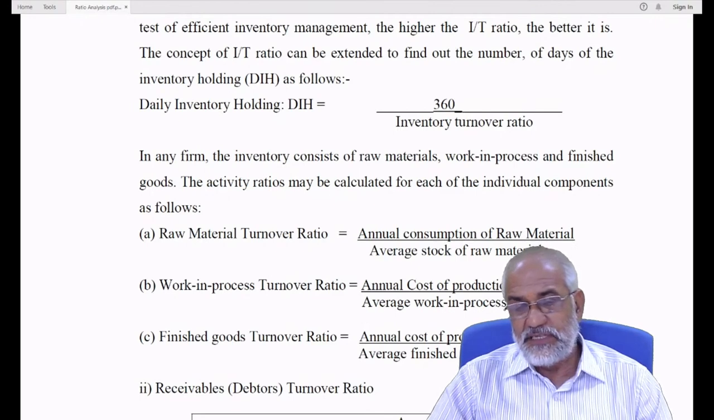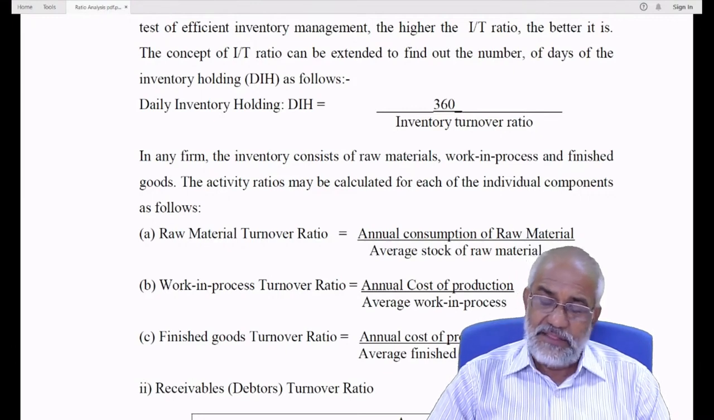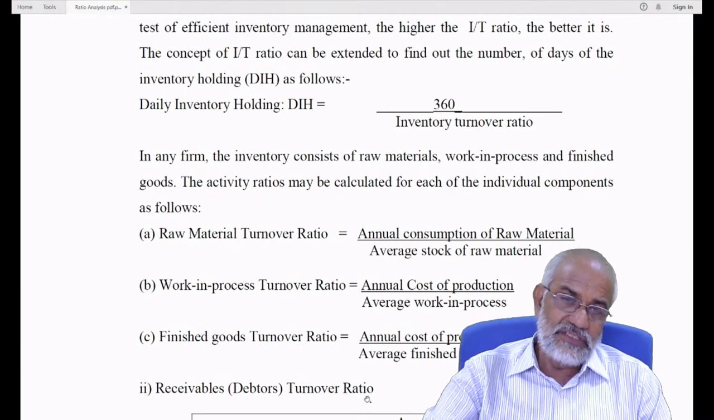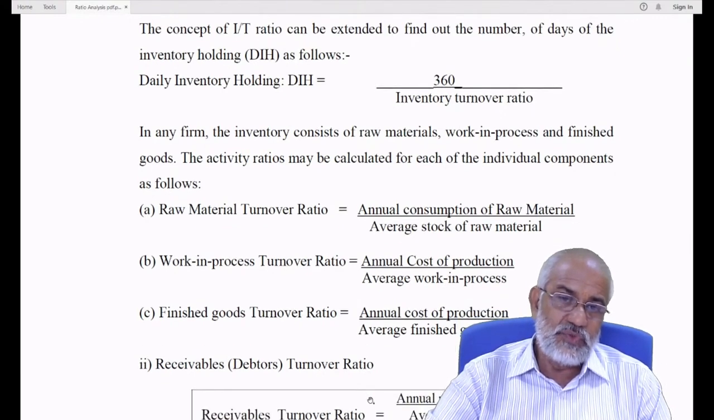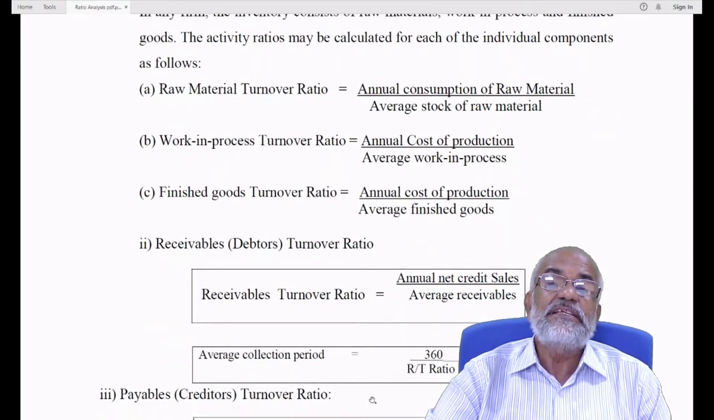Average finished goods means the opening stock of finished goods plus closing stock of finished goods divided by 2. So when the annual cost of production is divided by the average finished goods, the resultant would be the finished goods turnover ratio. Then receivable or debtors turnover ratio.